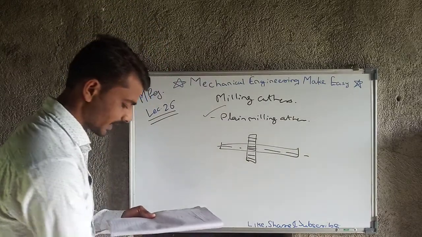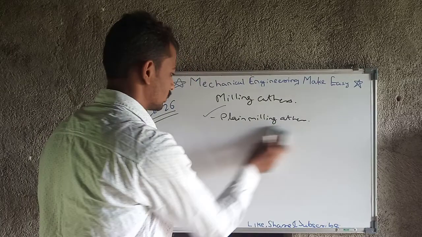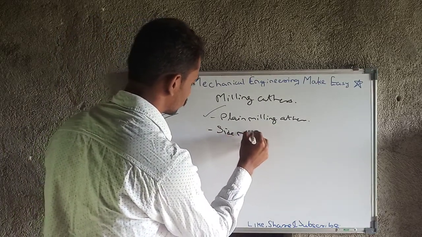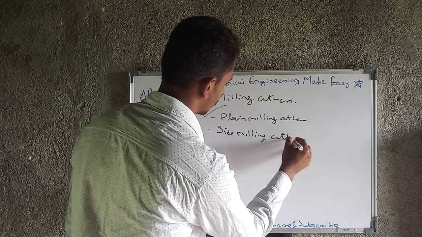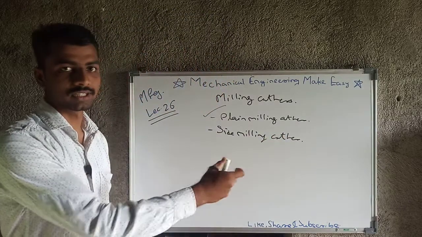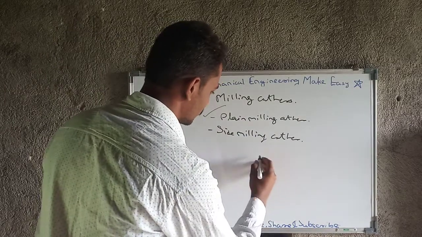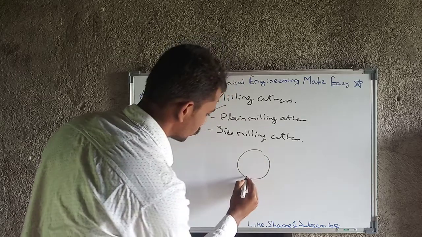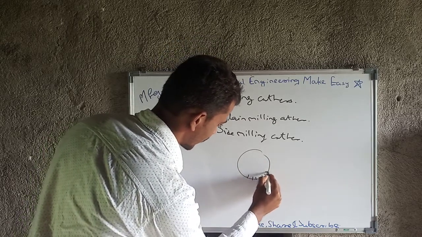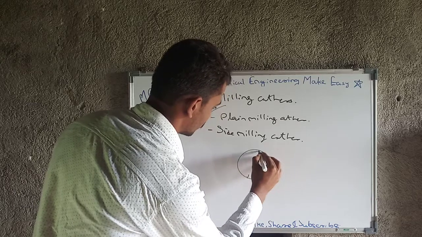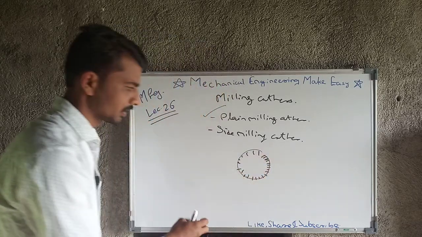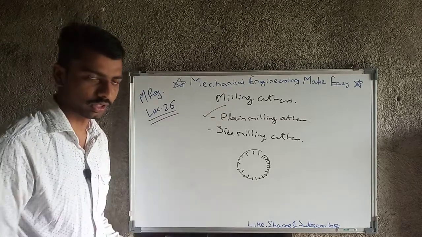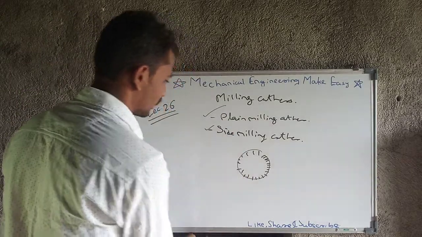Then we will move towards the next, that is nothing but the side milling cutter. There is one type of cutter that is nothing but the side milling cutter. Ultimately, for example, if this is the tool, there will be teeth at the side here also. So what will happen is that the tool will cut the side portion. So this is nothing but the side milling cutter.